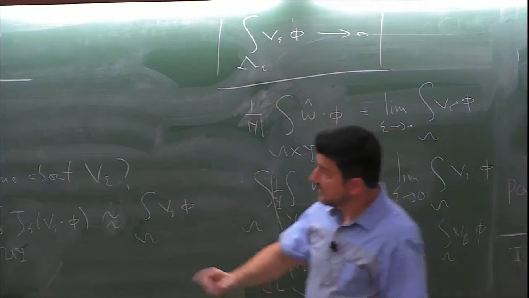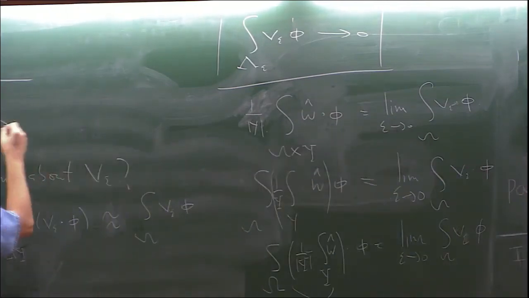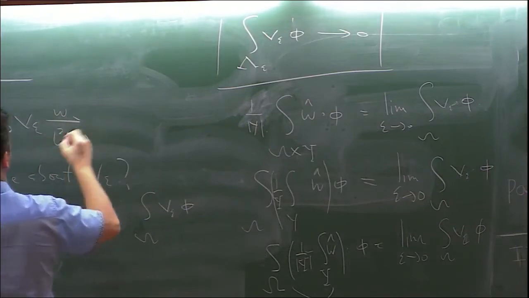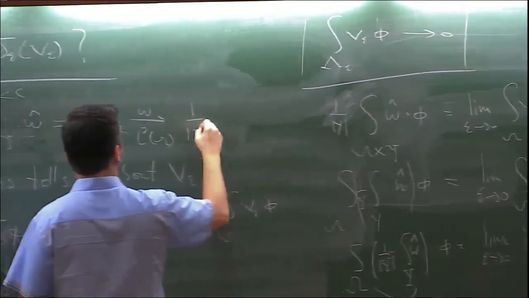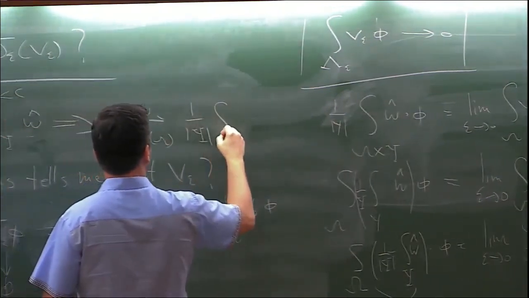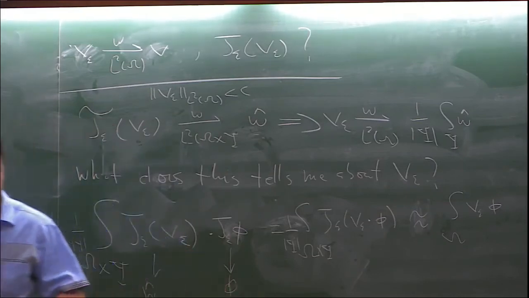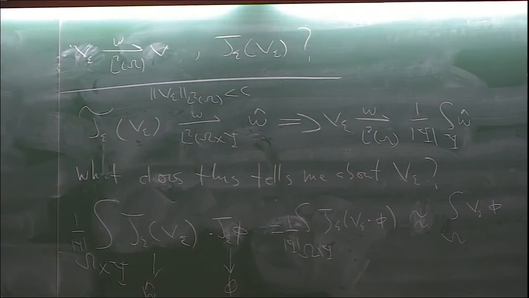So what this tells me about V epsilon is that V epsilon converges weakly to the average of the limit W hat. Okay? Everybody sees that? It's just a manipulation of the unfolding identity, but now we remember the oscillating functions.